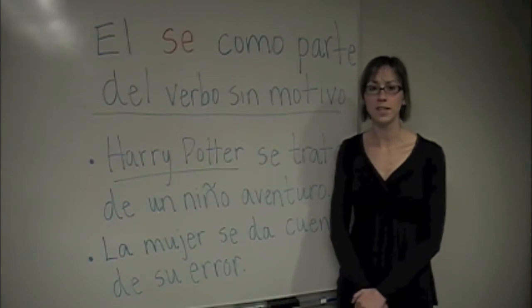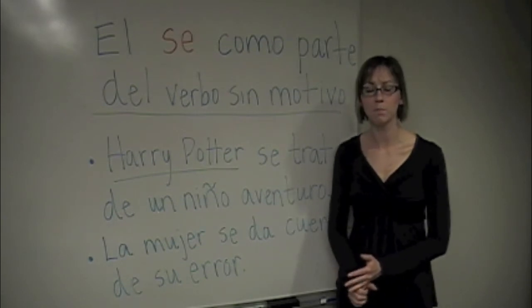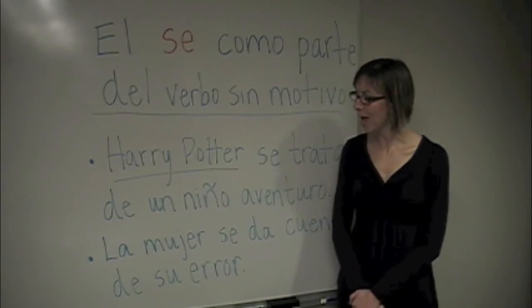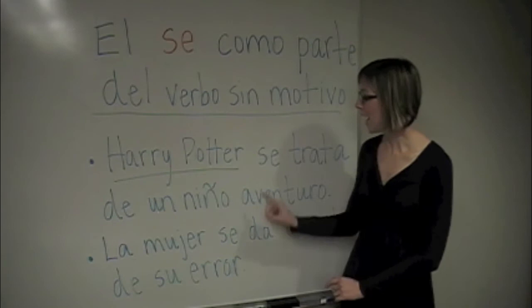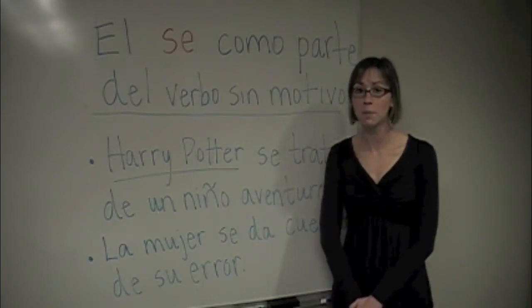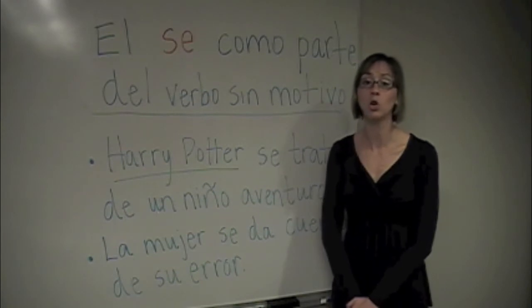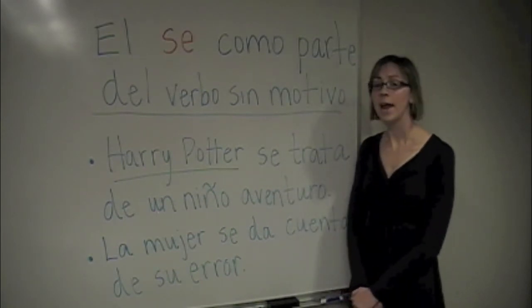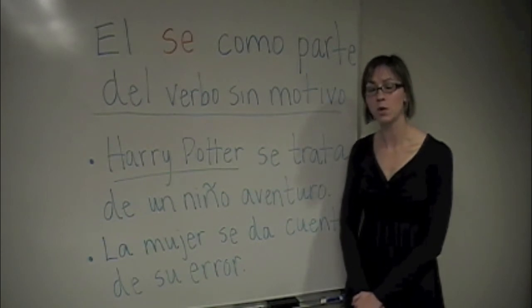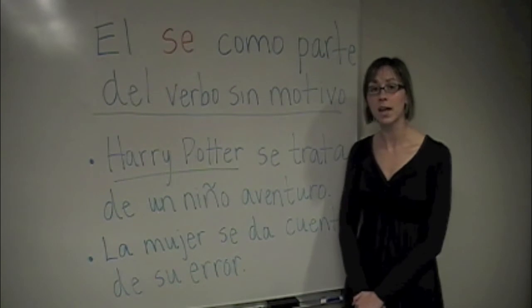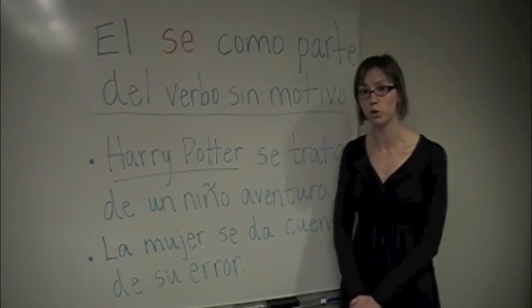On these 2 examples, I'm going to pull from your vocab list from this unit. We'll use the 2 phrases tratarse de, to be about, and darse cuenta de, to realize. I want to point out here that the se in both sentences is not the subject, so do not mistake it with the subject. However, it agrees with the subject. Let's look at the first one. Harry Potter se trata de un niño aventurero. Harry Potter is about an adventurous child or boy.